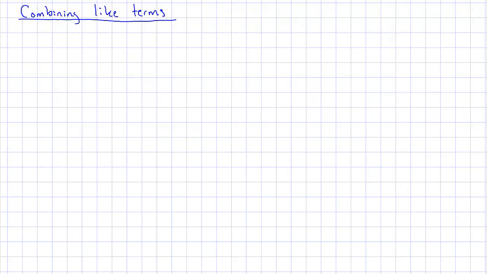Welcome. Here we're going to talk about combining like terms, which is something that we often need to do when solving algebraic functions or algebraic expressions in order to simplify. So when we combine like terms, the important thing is that they have to be exactly the same thing in order to combine like terms.